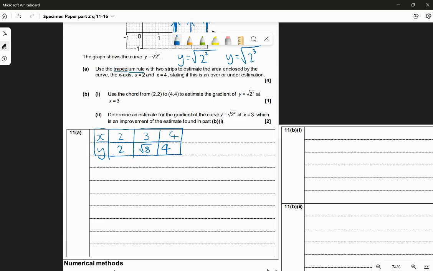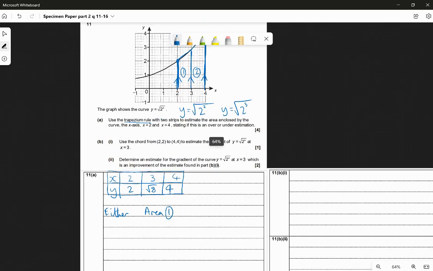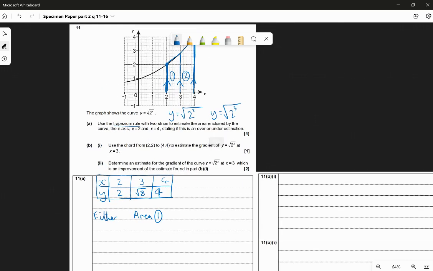And then I'm going to use the formula that's given and show you that either way will give you the same answer, and it's up to you to decide what to do. So either we do area of trapezium 1 that I've indicated on the graph there, which is approximately, because remember this is an estimate, half times the sum of the parallel sides. The parallel sides for trapezium 1 are 2 and root 8, multiplied by the distance between them. The distance between the trapezia is this distance between 2 and 3, which is just 1.